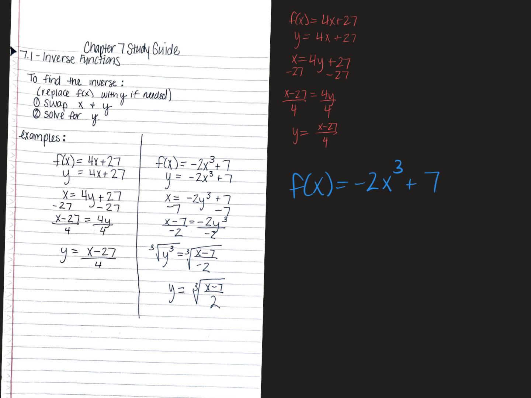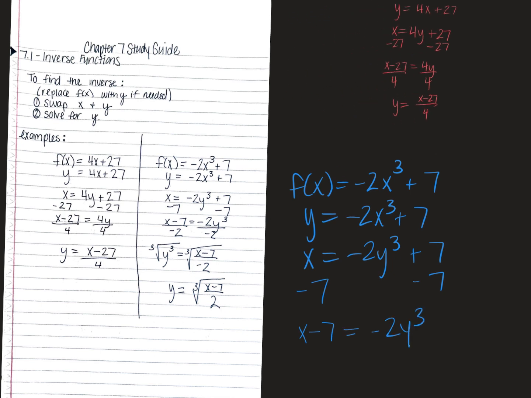All right, so for this one, again, y is negative 2x cubed plus 7. Swap them. X equals negative 2y cubed plus 7. Okay? So what do we do first to get y by itself? Subtract the 7. So x minus 7 equals negative 2y cubed.